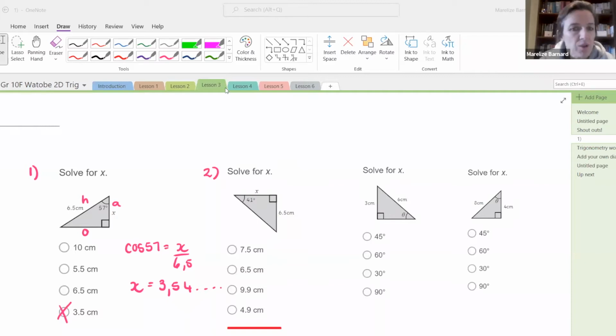Nati says it's 6.5. Okay. And then others say it's 5.6. Some say it's D. Okay. So which one is it? We have lots of disagreements about which one it is.